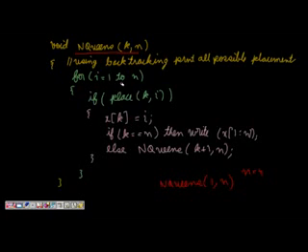And what happens now, for i equal to 1 to n, it will try to place the queens in each of the rows. Here x1 represents the column where the queen is placed in the first row. Similarly, x2 represents the column where the queen is placed in the second row.